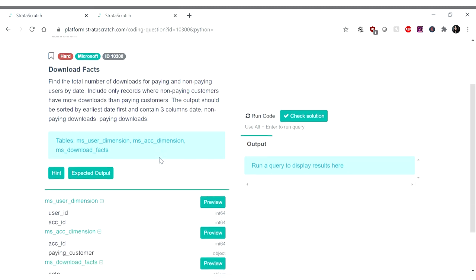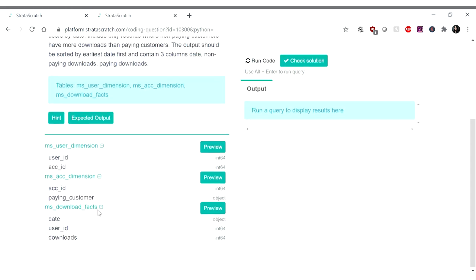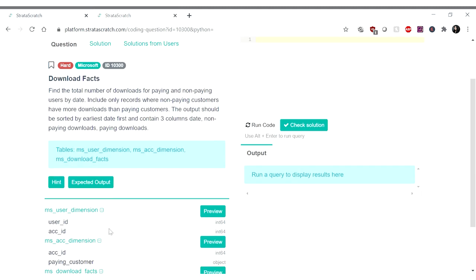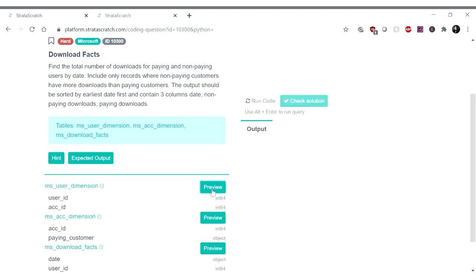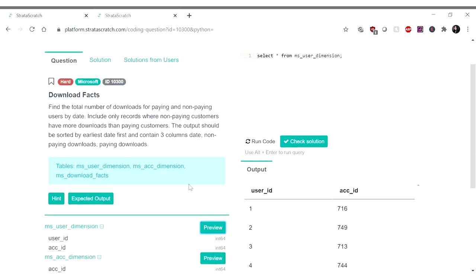For MS user dimension, we have user ID and account ID. We have MS account dimensions, with account ID and paying customers, and we have MS download facts, which has date, user ID, and downloads. Let us look at these tables. MS user dimensions has user ID and their account ID. I'm curious if one user only has one account, or if that is not the case. That's a question I'm going to keep in the back of my head.